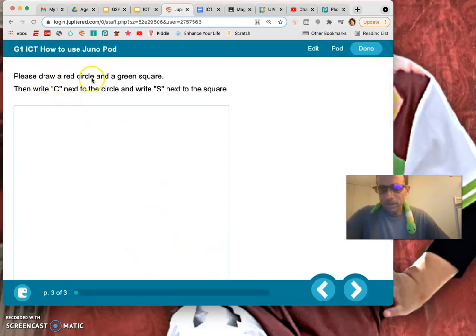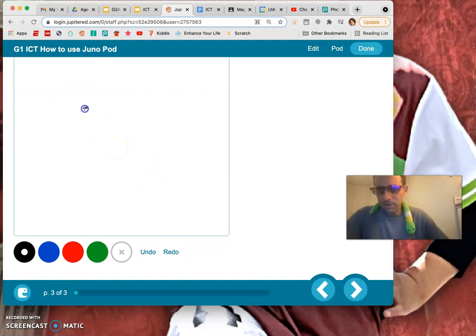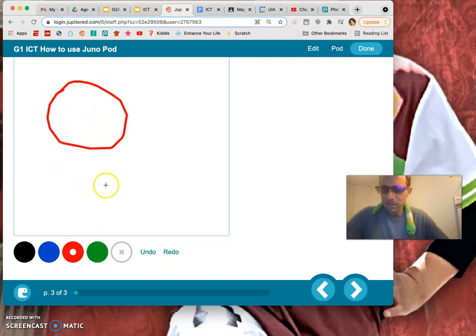So it says draw a red circle. Let's draw a red circle here. I draw a nice circle. Wait, that's a circle, but it's not red, Mr. Patron. So we go to undo. I'm going to choose red. I'm going to make a nice circle. It doesn't have to be a perfect circle, but you get the idea.